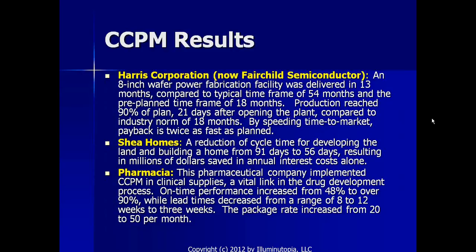Shea Homes, a home builder, was able to reduce the cycle time for developing the land and building a home from 91 days to 56 days, resulting in millions of dollars saved in annual interest costs alone, let alone the increase in throughput, which is even more important. And Pharmacia, a pharmaceutical company, implemented critical chain in project management and clinical supplies, a vital link in the drug development process. The on-time performance increased from 48% to over 90%, while lead times decreased from a range of 8 to 12 weeks to 3 weeks. And the package rate increased from 20 to 50 per month.